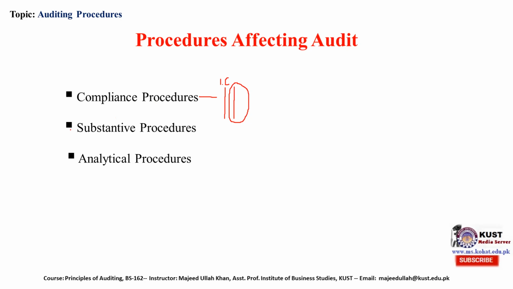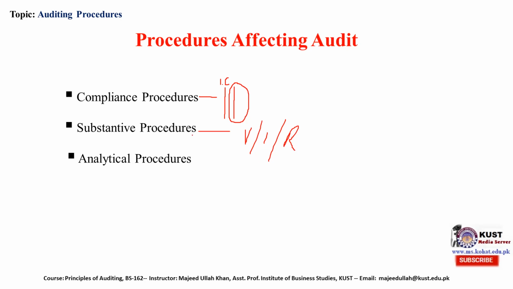Substantive procedures, this is the second step. These are designed to obtain evidence as to completeness, accuracy, and validity of the data produced by the accounting system. These are two types. Test of details of transactions and balances means when each and every voucher, invoice, receipt, or check, each transaction's details are checked, it's called test of detail.